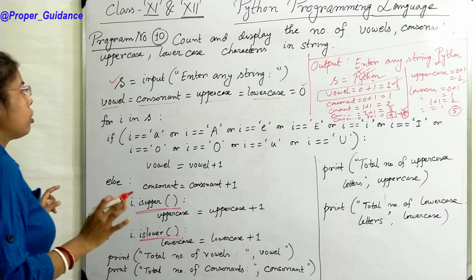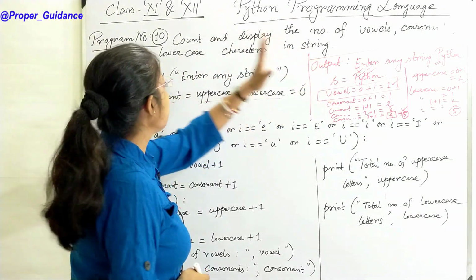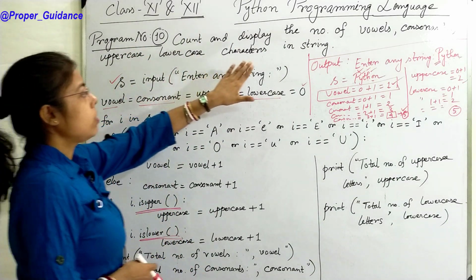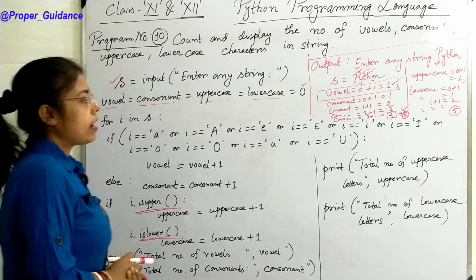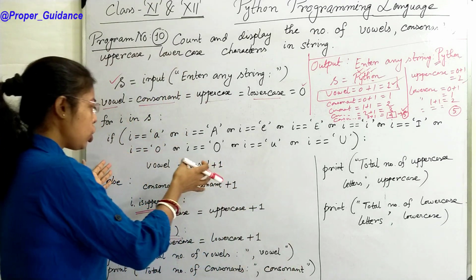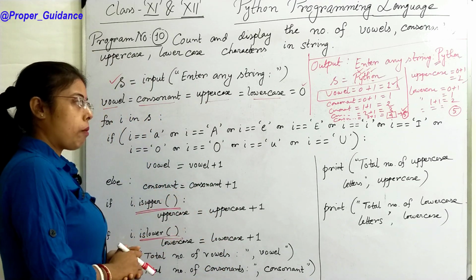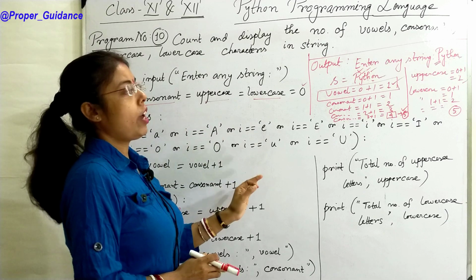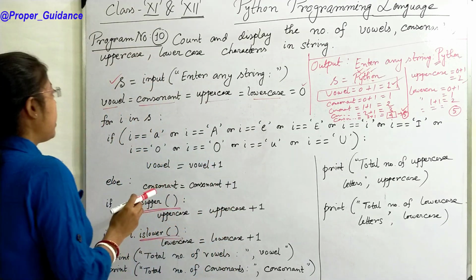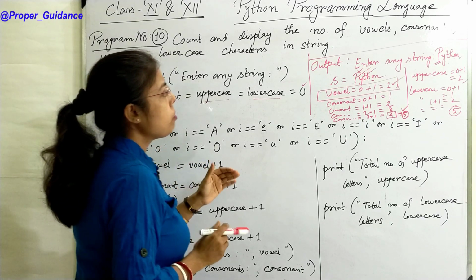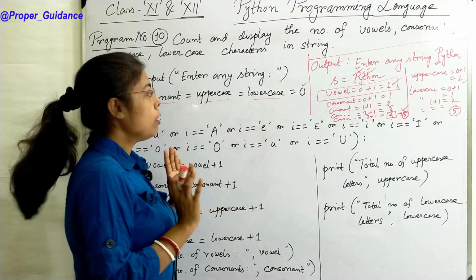This is the ultimate program to count and display the number of vowels, consonants, uppercase, lowercase characters in a string. So this is the program. Please write it down. And one thing is that I am doing the program in this way. There are several ways to write a program. This is not the only way to execute a program. So I will say that you follow these programs. I am doing here the simplest and easiest steps in the program.